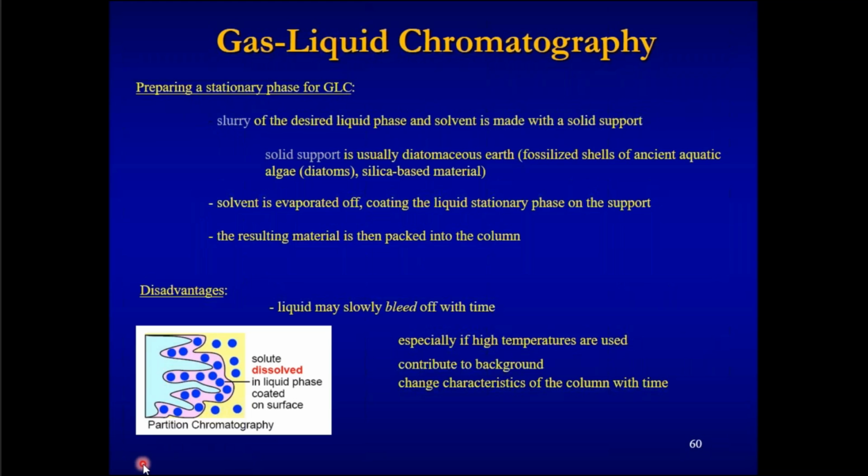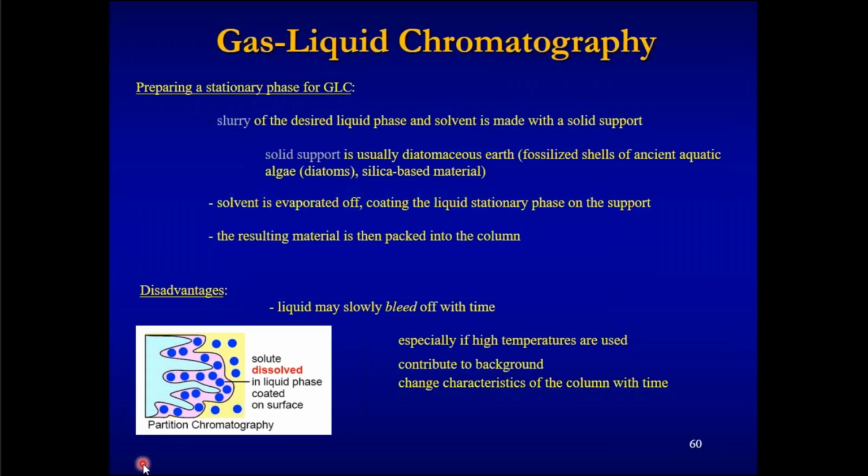So, preparing a stationary phase for GLC. How is the stationary phase prepared? A slurry of the desired liquid phase and solvent, this is a volatile solvent, is made with a solid support. So what is a solid support? It's a substance which has absorbing capability. To that, you will be adding the liquid stationary phase, which is mixed with 3 times its volume of volatile solvent. So all three are mixed and a slurry is produced.